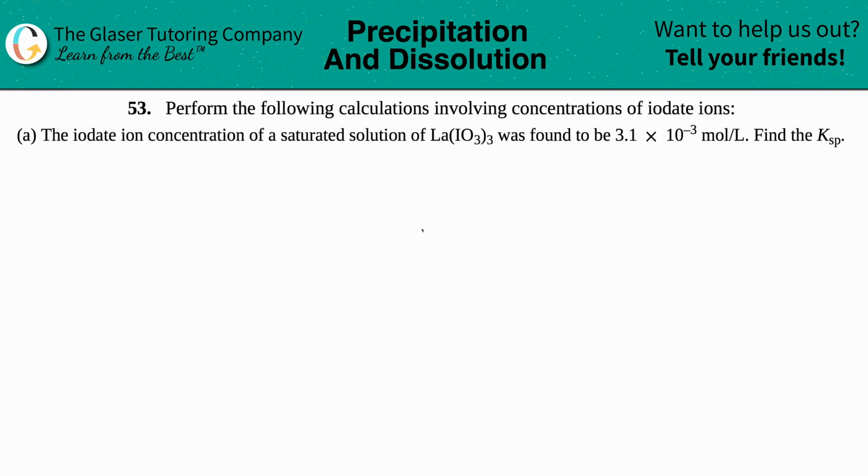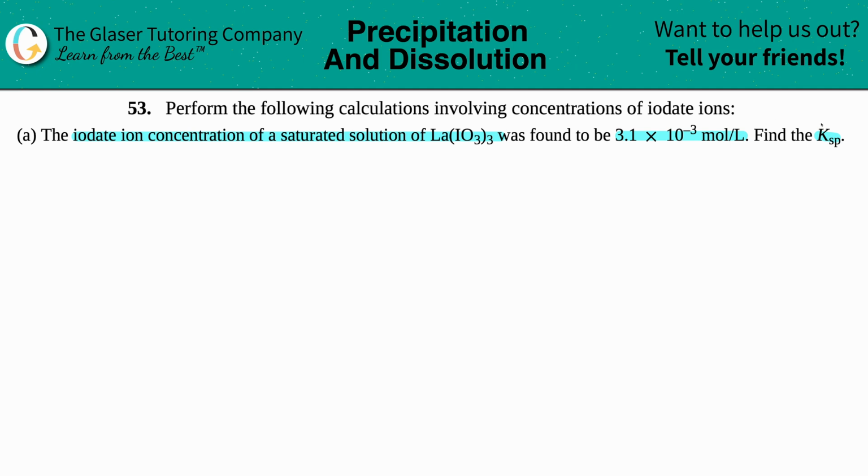Number 53. Perform the following calculations involving concentrations of iodate ions. Letter A. The iodate ion concentration of a saturated solution of LaIO3 was found to be 3.1 times 10 to the negative third moles per liter. Find the KSP.